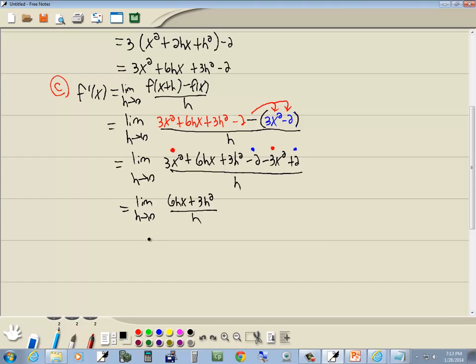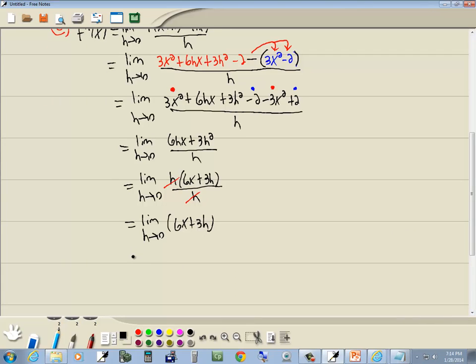Now I notice up on top they both have an h in common, so I can factor that out. That's our GCF. So we've got limit as h goes to 0 of h times (6x plus 3h) all over h. Since this is h times something, the h is going to cancel. And we've got limit as h goes to 0 of 6x plus 3h. Now we can find our limit. We'll plug 0 in for h. So I get 6x plus 3 times 0, which gives us 6x. And that's our derivative.